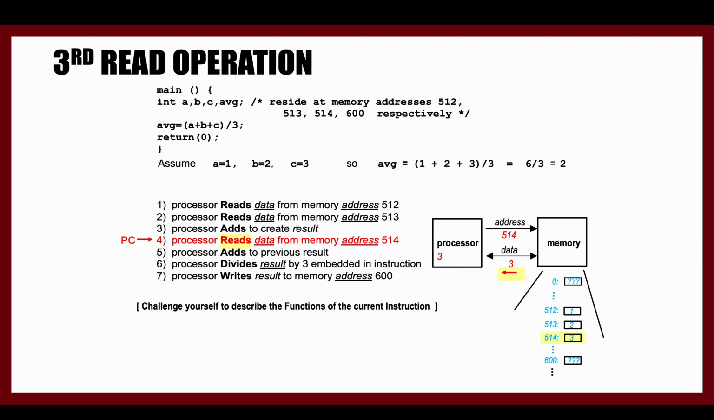The processor reads the value of the variable c, which is 3, from the memory address 514. The diagram shows the data transfer from memory address 514 to the processor. Essentially, this is a visualization of the third data retrieval step in the program's operation to compute the average.